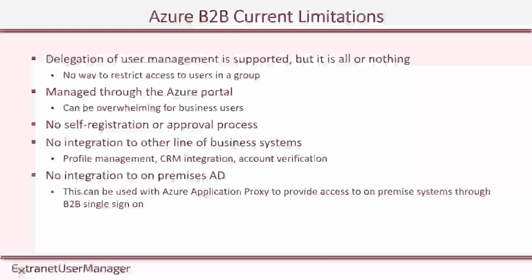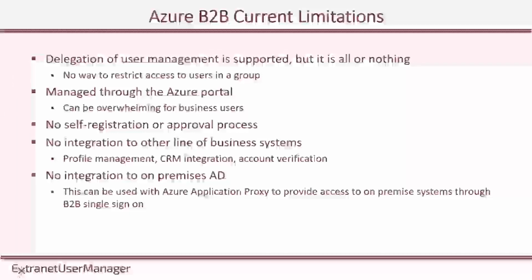There's also no self-registration or approval. So if it's invitation only, that can work in a smaller extranet scenario. But if you want people to be able to sign up and go through an approval and get onboarded automatically, that's not something that the out-of-the-box product provides. Likewise, any sort of integration to other line of business systems, if we've got profile information that needs to go in, we talked about maybe CRM integration, verification as part of the approval process. Again, that integration is not there.